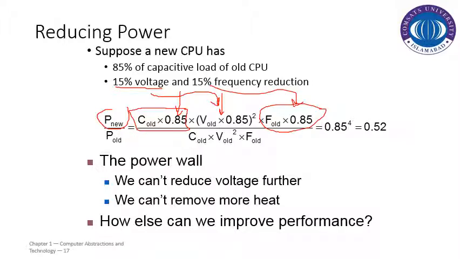For the new one, divided by C old times V old squared times F old, and by solving this relationship we came to the conclusion of 0.52.